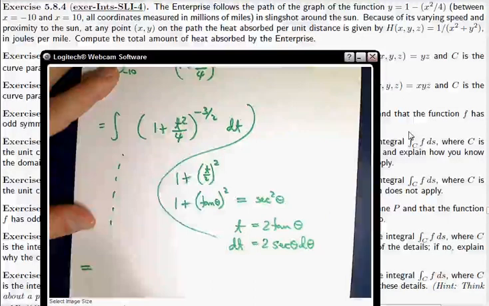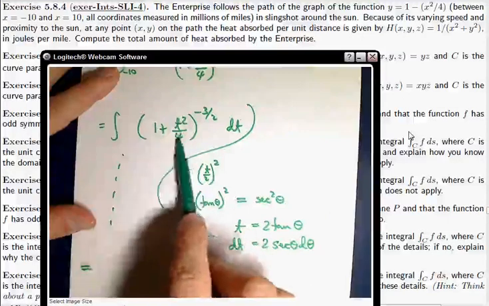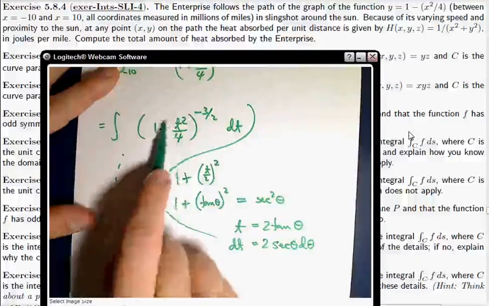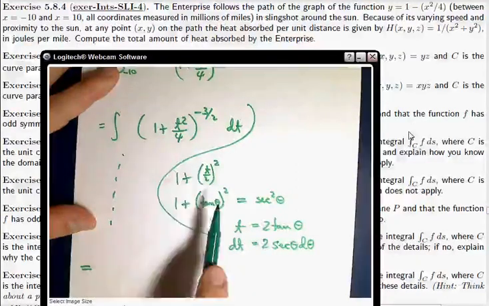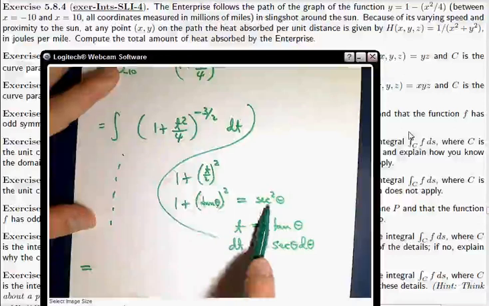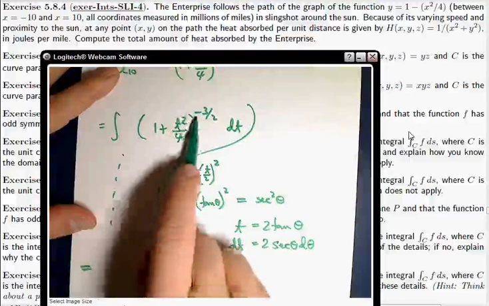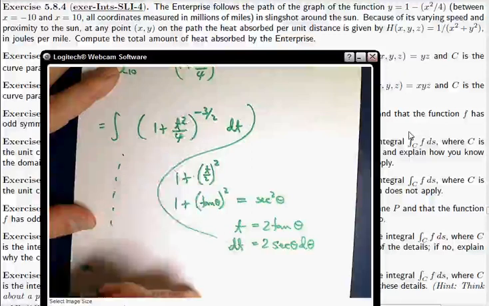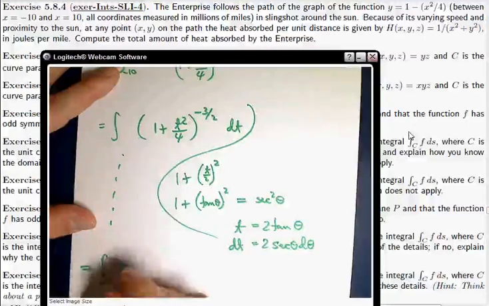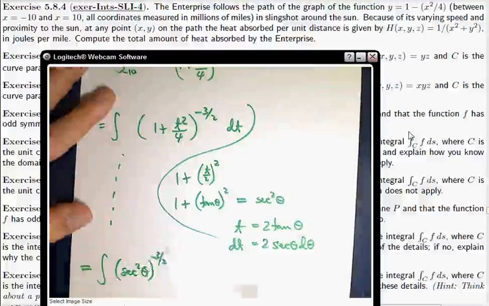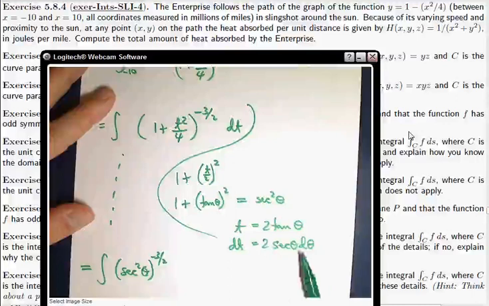Right? And now this expression I can simplify as, well, let's see, what do we got here? We got 1 plus t squared over 4. Well, the whole point of this trig substitution was so that this 1 plus t squared over 4 would simplify as secant squared. So this thing here is secant squared that I'm raising to the negative 3 halves. So I have secant squared theta to the negative 3 halves. That's going to simplify nicely. Then I have dt, which is 2 secant theta d theta.